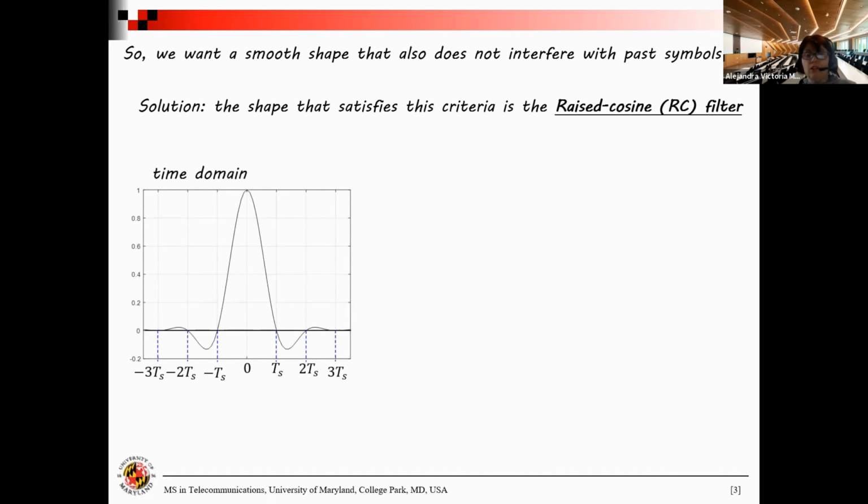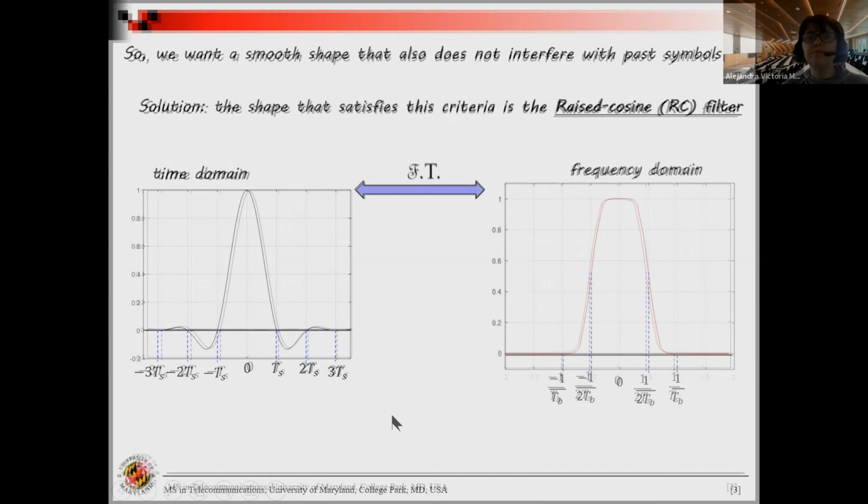What does the filter look like? In the time domain, the impulse response of this filter looks like this, okay? It crosses 0 exactly at multiples of the sampling interval: TS, 2TS, 3TS, 4TS, and so on.